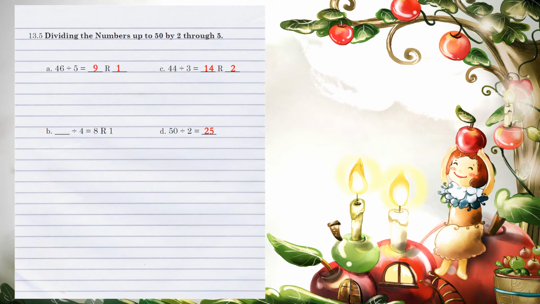Example B. What number divided by 4 equals 8 remainder 1? We have to work backwards here. 8 times 4 is 32. 32 plus the remainder that we had, which is 1, gives us a beginning number of 33.